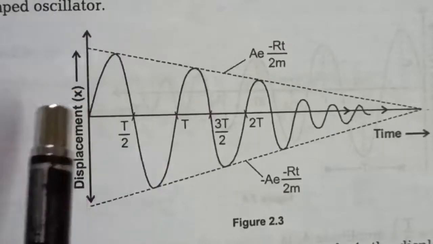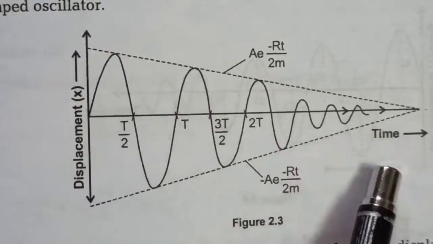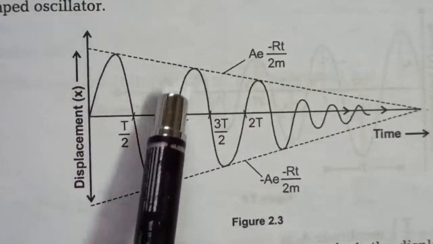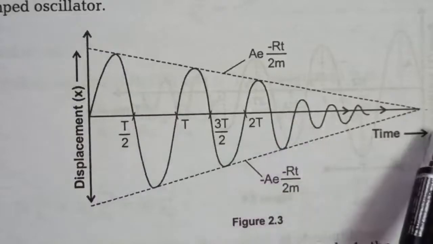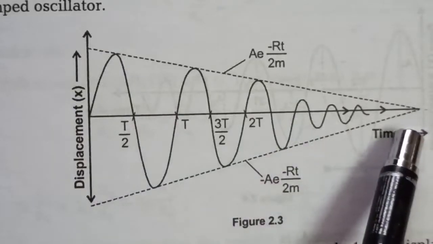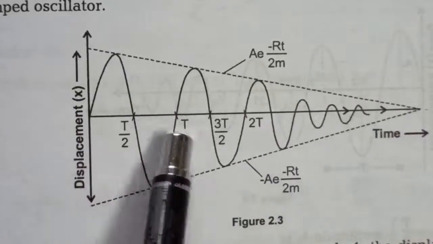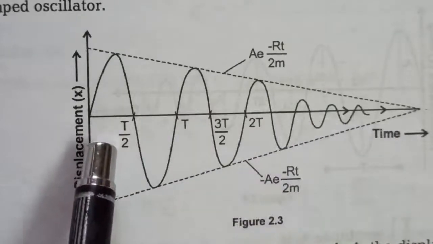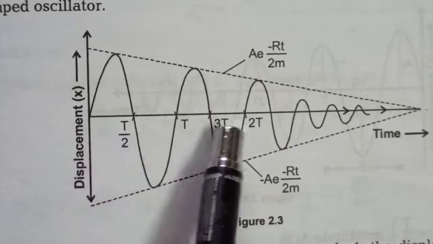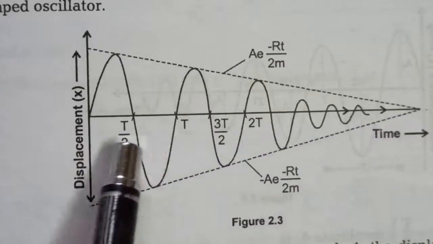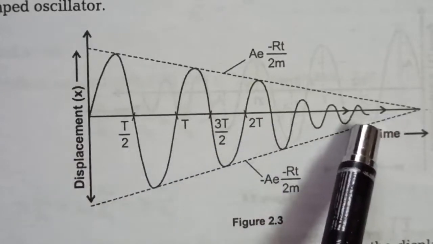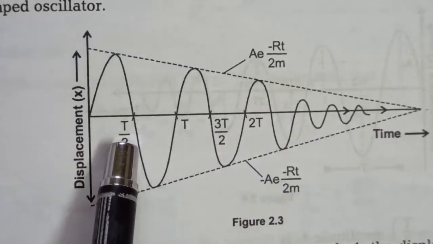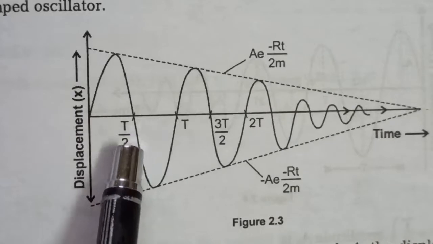This graph shows displacement versus time. The amplitude decreases exponentially with time. It is non-periodic in motion. When damping is small, motion is nearly periodic. The figure shows the behavior of weakly damped oscillatory motion.